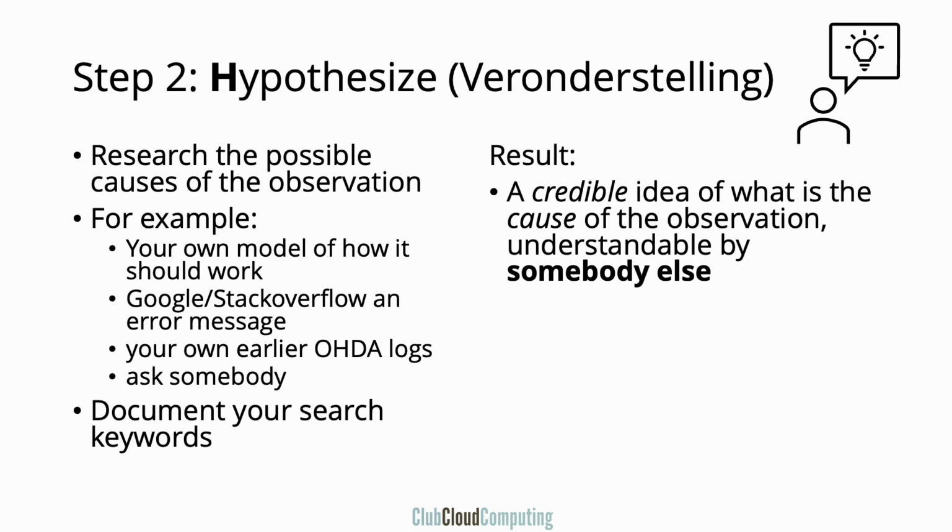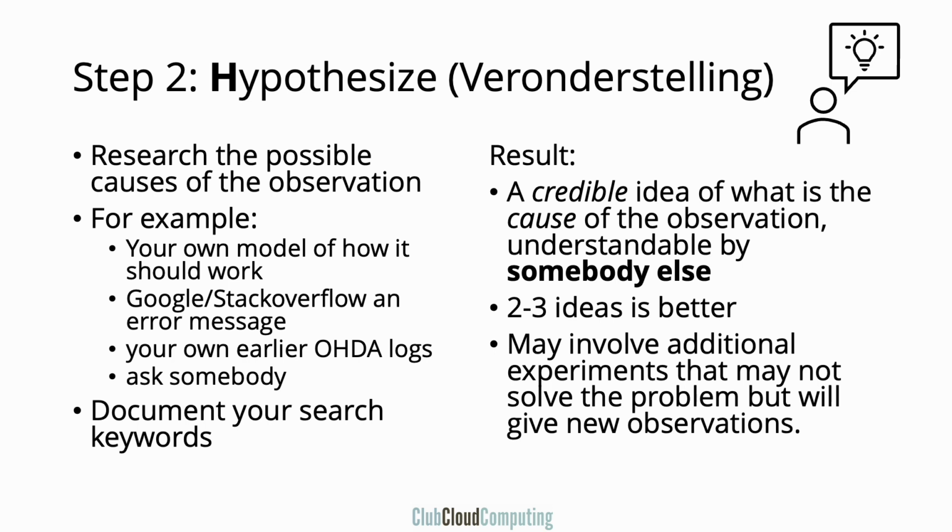The result of this is a credible idea, a believable idea of what might actually cause that observation. And again, somebody else should be able to understand that reasoning. And more than one idea is actually better. Now, hypothesizing might involve doing additional experiments that may not solve the problem, but that will give us new observations as input to the whole story.